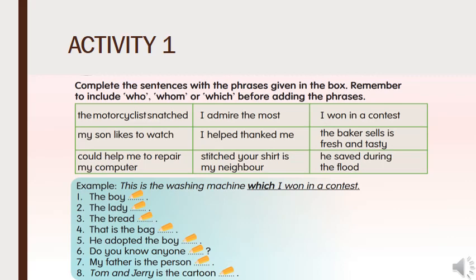Look at the example given. This is the washing machine. Remember, the washing machine, people or object? Object. Okay, so you use which. What is the suitable phrase? The suitable phrase used here is I won in a contest. So, the complete sentence is this is the washing machine which I won in a contest. Okay, now you can try to do number 1 until number 8.